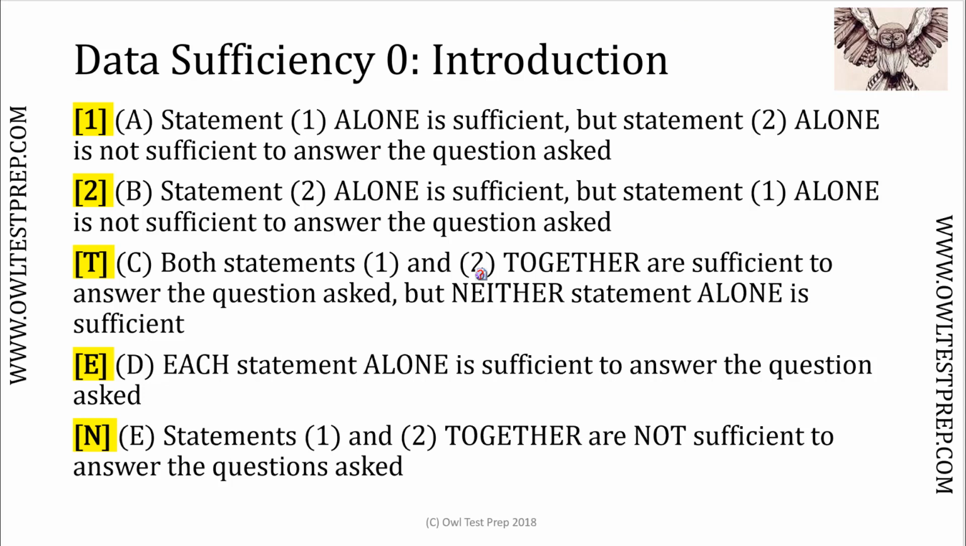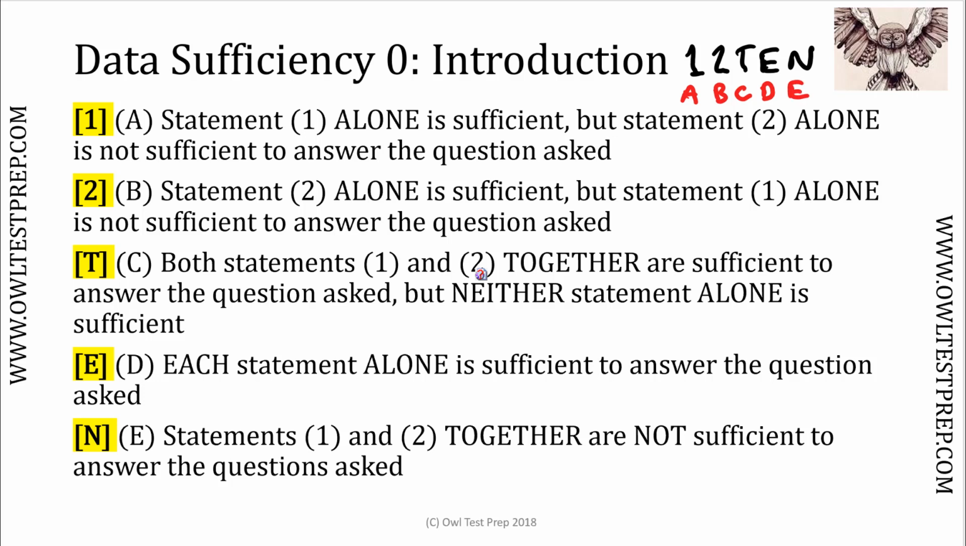Man, highlighter, hello. Okay, sorry about that. You got the 2 digits, 1 and 2, and then the word 10. And 1 corresponds to answer A, 2 corresponds to answer B, T corresponds to answer C, E corresponds to answer D, and N corresponds to answer E.